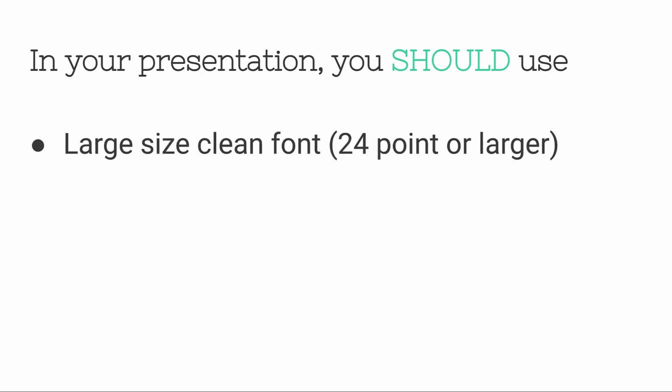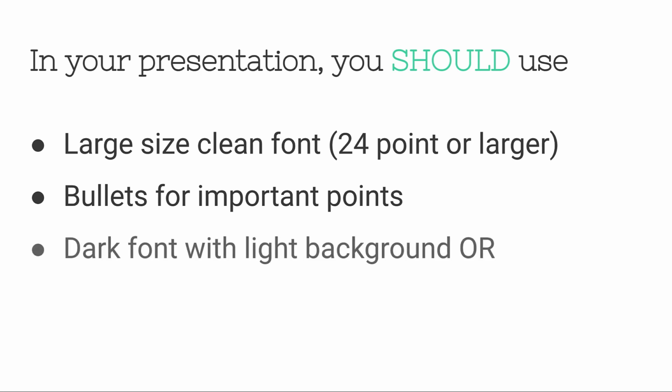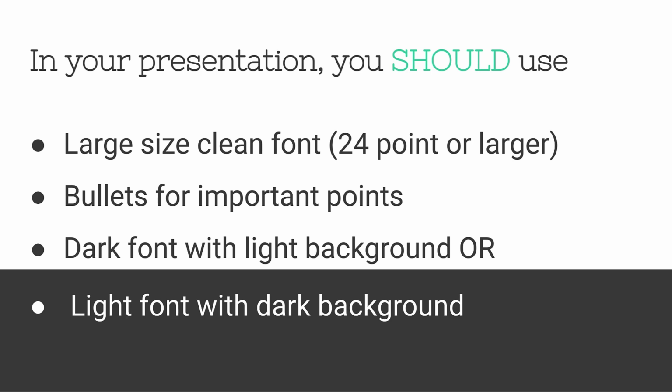You should use a large size clean font. This is in 30-point font, so it's even bigger than 24. This is so your audience can read your text even from the back of the room. Use bullets for important points to help your audience understand your organization. And you should use dark font with a light background or a light font with a dark background to help your audience read the text.